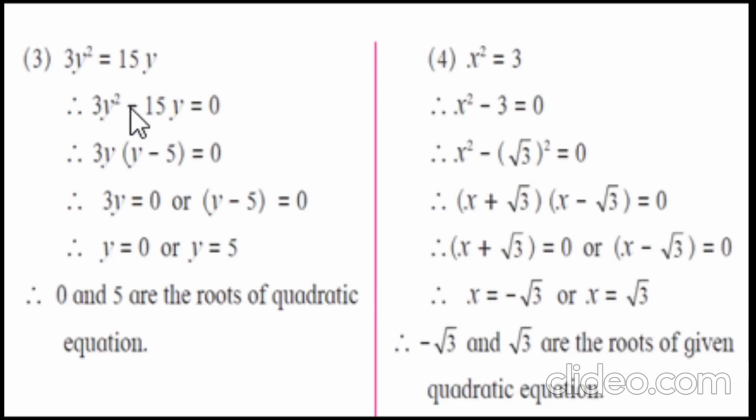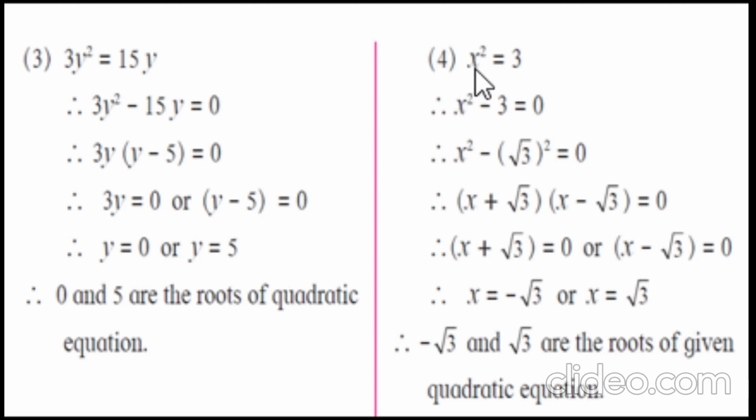Then third question, 3y square is equal to 15y. This 15y is taken to the left hand side. So 3y square minus 15y is equal to 0. Here common is 3y, 3y bracket y minus 5. So 3y is equal to 0 or y minus 5 is equal to 0. So y is equal to 0 upon 3, that is 0, and y is equal to 5. So 0 and 5 are the roots of the quadratic equation.